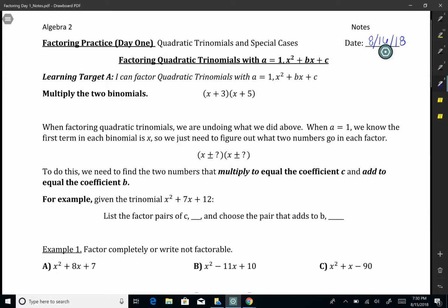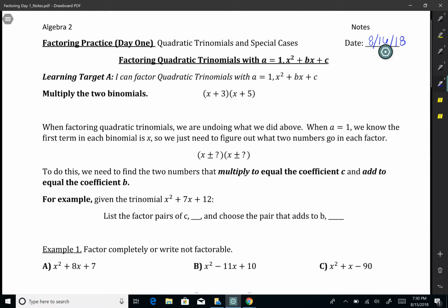Hey guys, welcome to our first learning target of our factoring practice. Our first learning target is I can factor quadratic trinomials with a equals 1, which look like x squared plus bx plus c. Now, x squared plus bx plus c is called a trinomial because it has 3 terms.